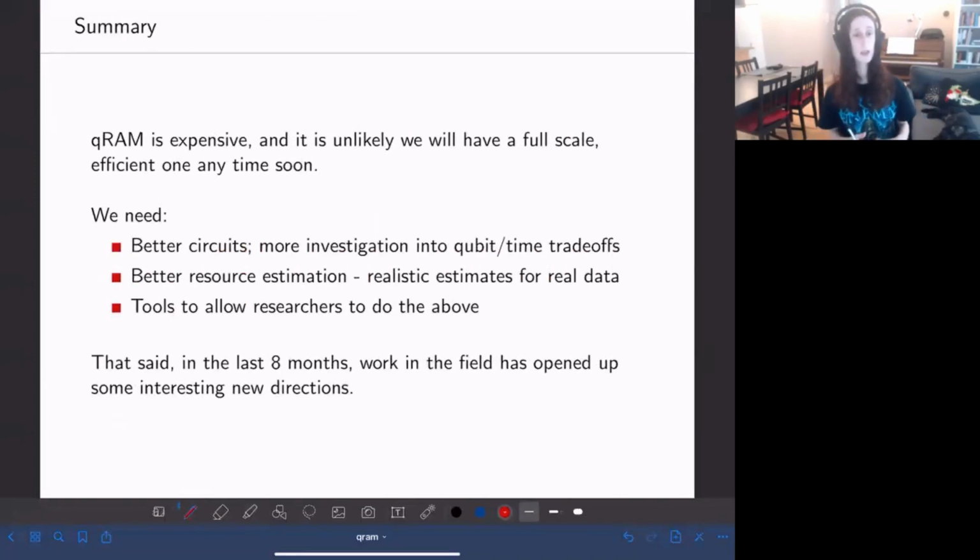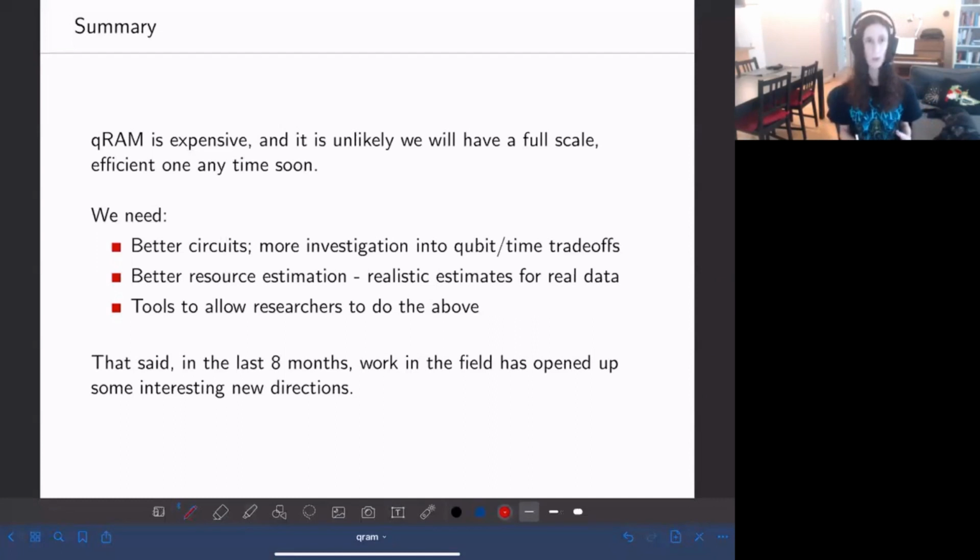So in summary, I guess qRAM is expensive. It's unlikely that we're going to have a full-scale efficient one anytime soon, especially, of course, a full-scale efficient fault-tolerant one. But what we need, of course, are better circuits. And we need to look more closely into different qubit time trade-offs. I think there's a lot of interesting stuff that could be done there.